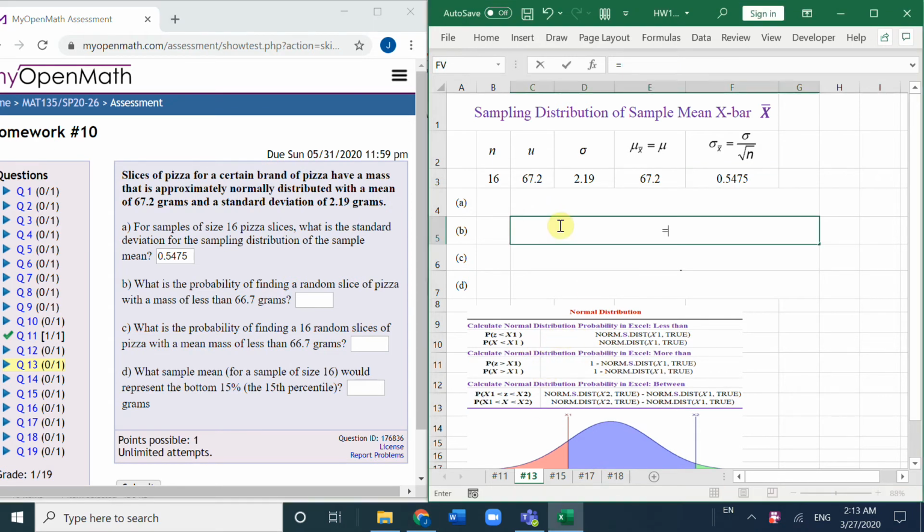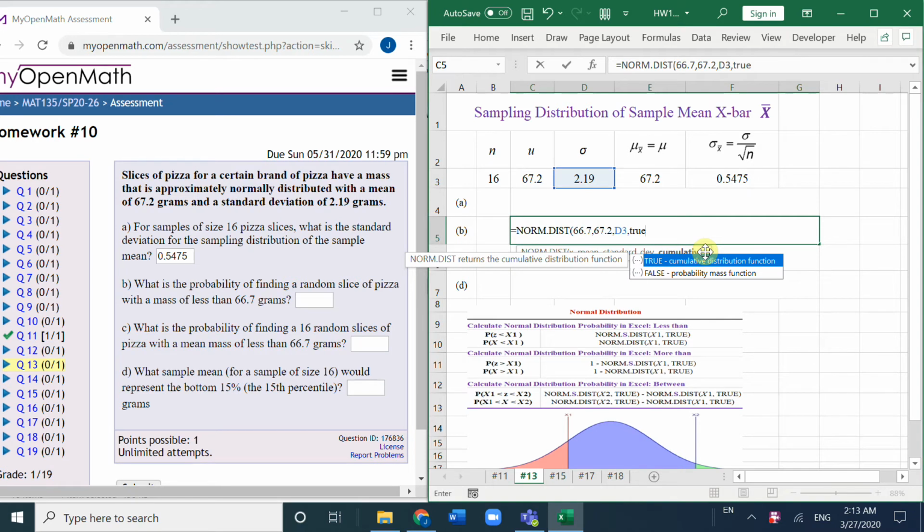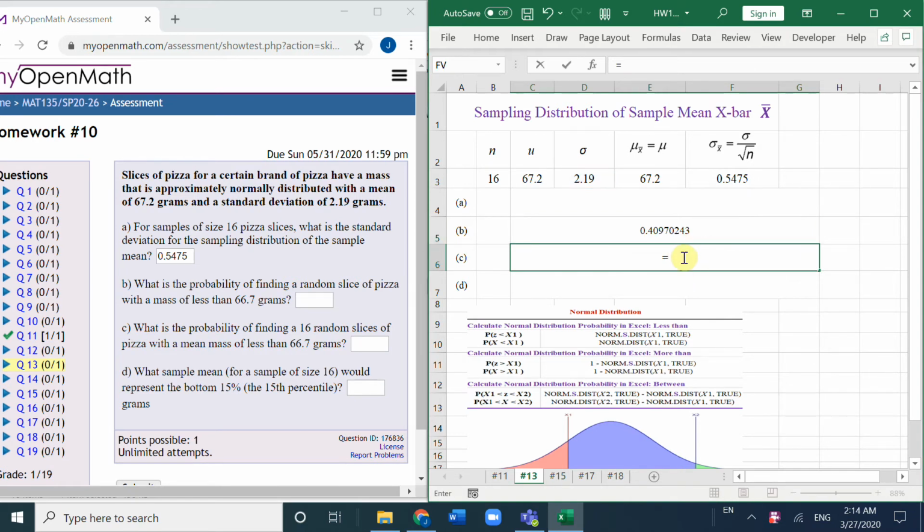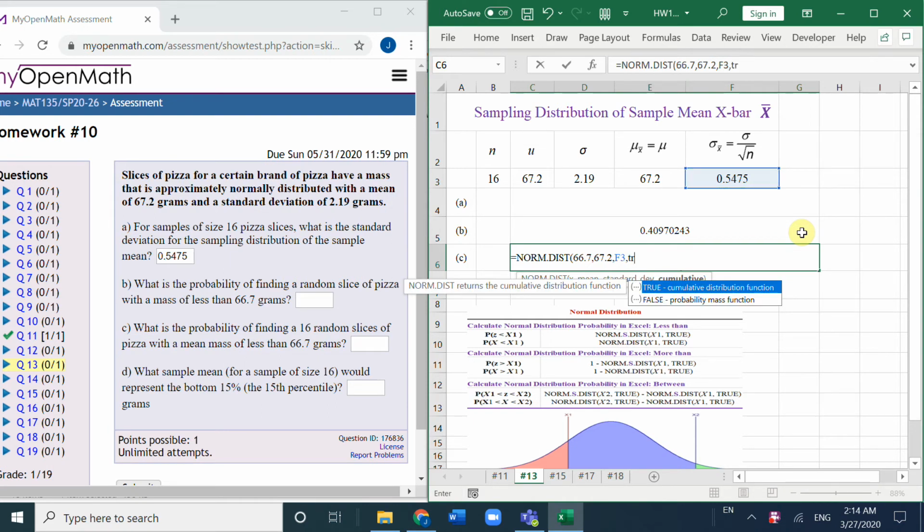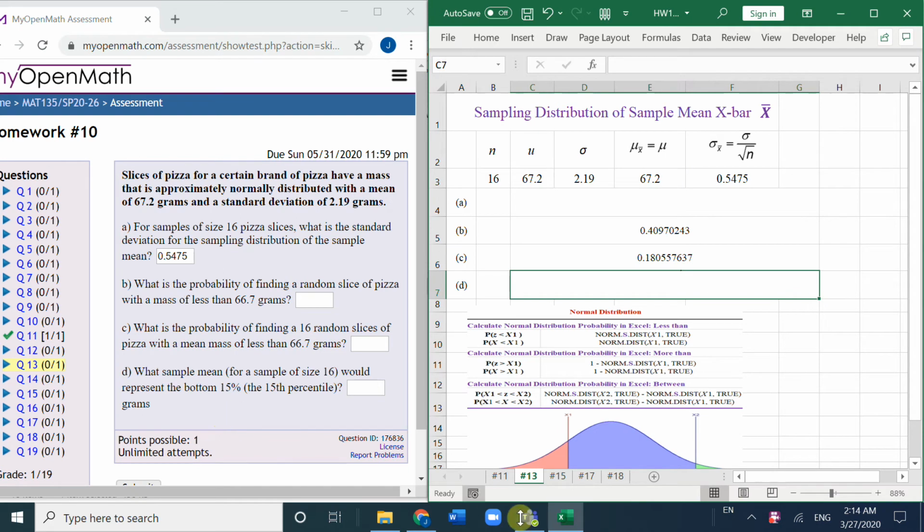So the B here is norm distribution, and X is 66.7, and the mean and the standard deviation you need to choose is 2.19. That's the population sigma, and true. Always choose true. For C is norm distribution, and this sigma for x bar is not the population sigma, and true. The last one means the bottom here is 15%.